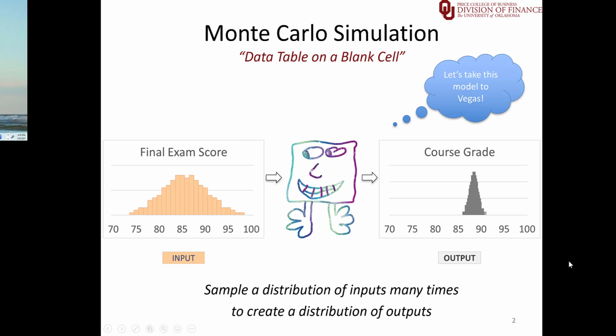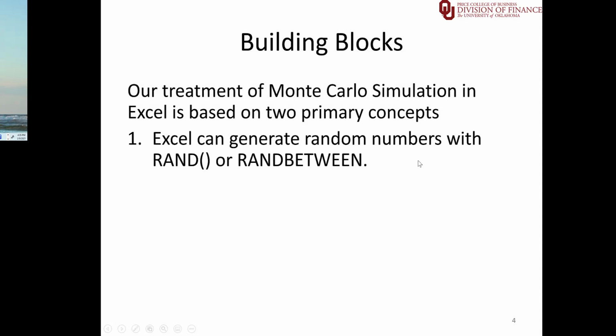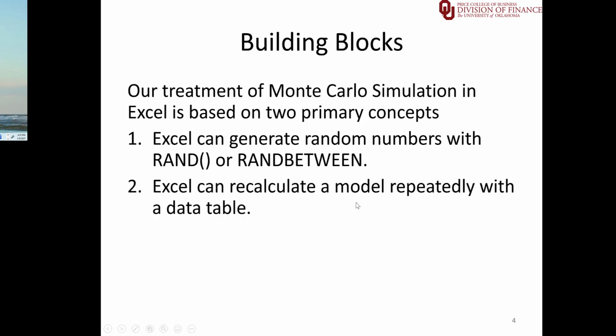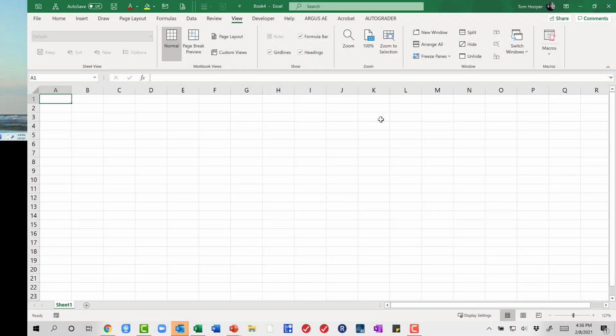To use it in Excel, we rely on two primary concepts. One is that Excel can generate a random number using RAND or RANDBETWEEN. And two is that Excel can recalculate our model repeatedly using a data table. So we'll use these ideas to do Monte Carlo simulation in Excel. Let's do a simple example now. Let's say you had a team of 3 people, and they're going to play a game where they select a number between 1 and 10.